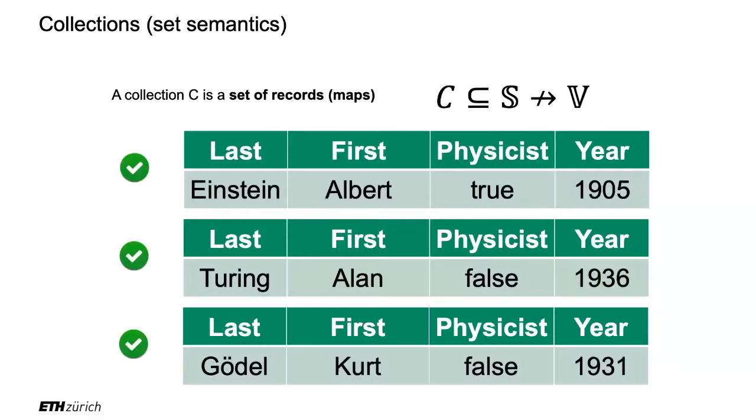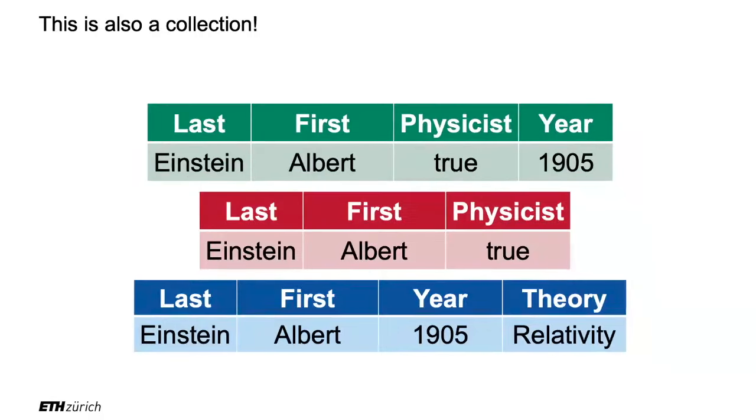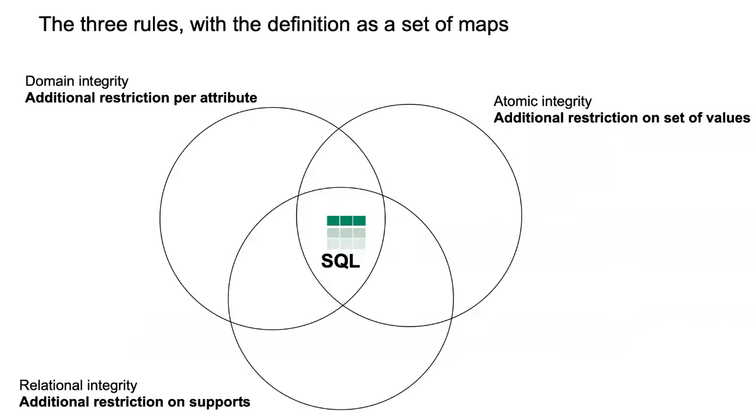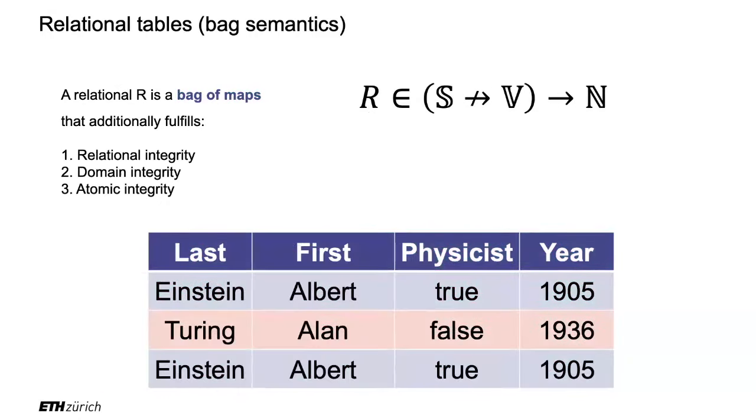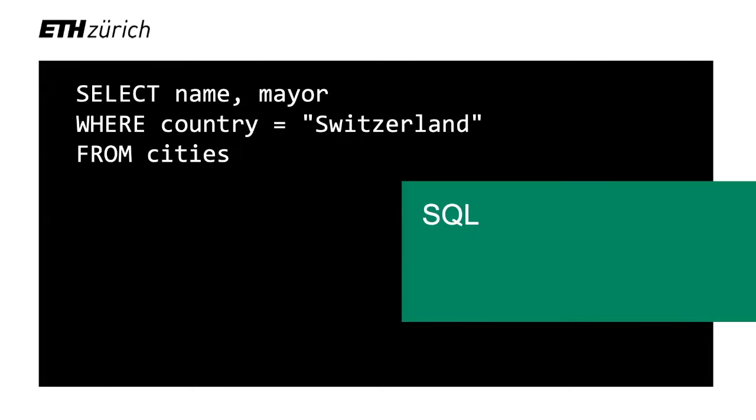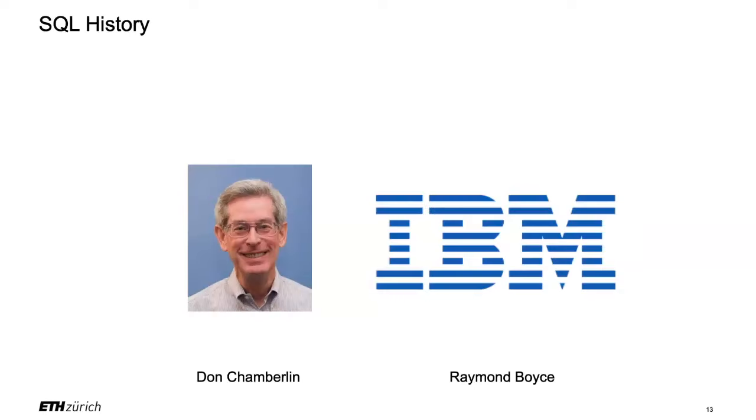All right, so we have this. Then we have the set semantics, that we have sets of records. But if you just say set of records, then you could have something that doesn't glue together as a table. So this is why you throw in these 3 rules: relational integrity, domain integrity, atomic integrity. And the intersection of the 3 rules gives you SQL. So if you have a set of maps with these 3 values, that's a relational table, or a bag, or a list. Okay, so now that I've repeated that for the millionth time, let me dive into SQL, the practical parts.